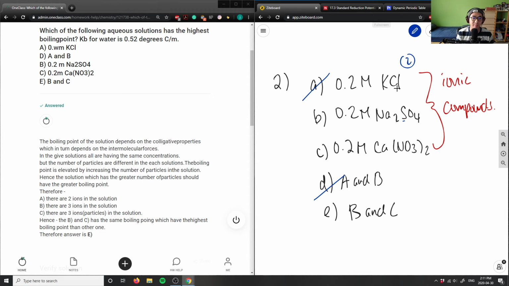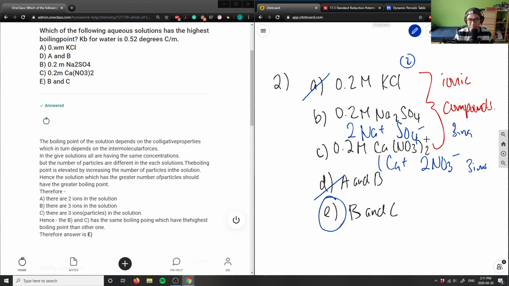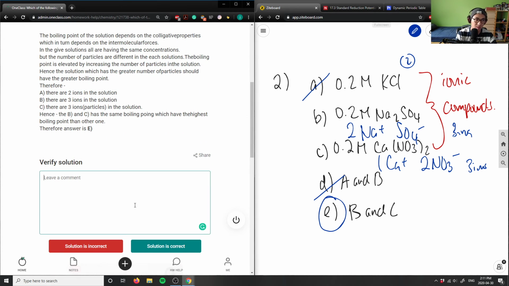And sodium sulfate and calcium nitrate are very similar in size, right? Sodium sulfate has 3 ions here. You have two Na pluses and one SO4 minus. And for this one, you have one Ca plus and 2 NO3 minuses. So in this case, you have 3 ions here and 3 ions here. Therefore, B and C have about the same boiling point, which means that E is the correct answer. So the solution here is correct based on the size of the ions and the number of ions. Good analysis here.